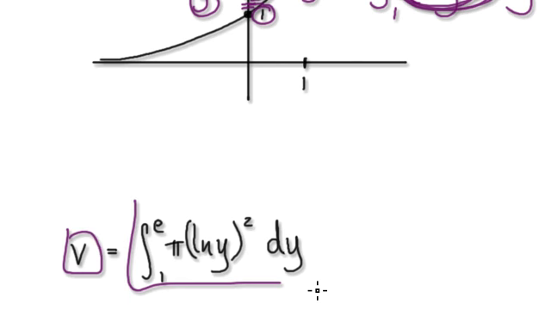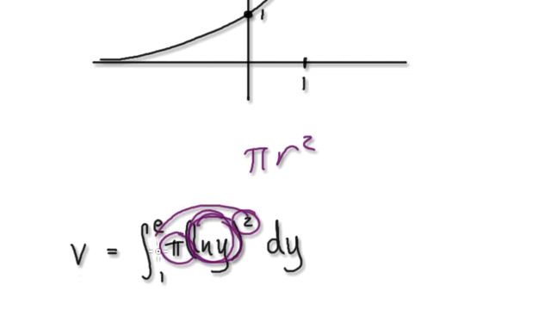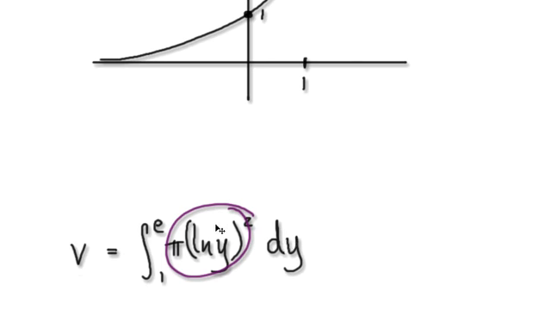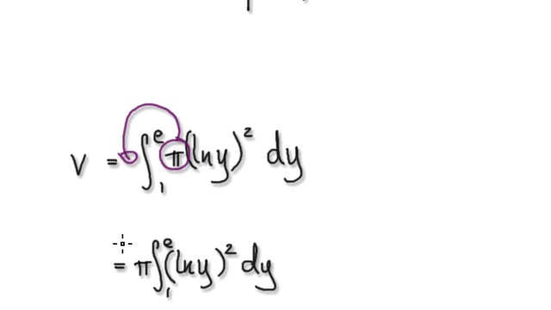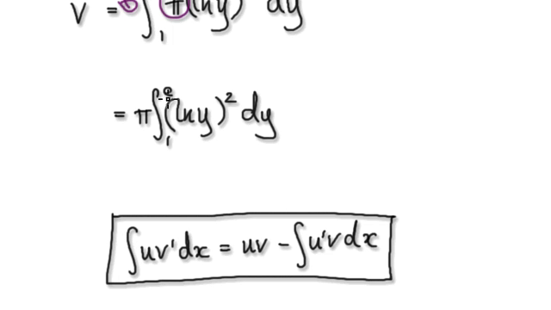Overall, the volume is given by this expression. This is your radius, square it, times pi. That gives you the area of the disk, and then there's a tiny thickness associated with it. Now we need to integrate this. This here is a constant, so take it out. That takes you to here, and now it's just a matter of working out the integral.